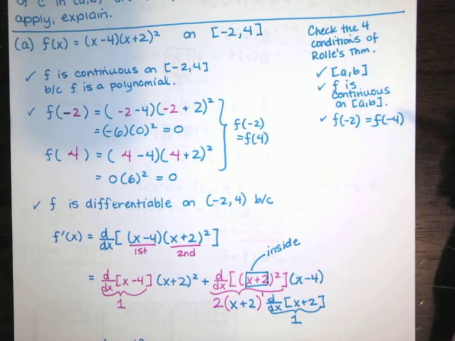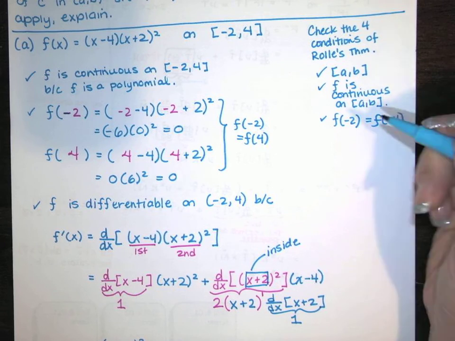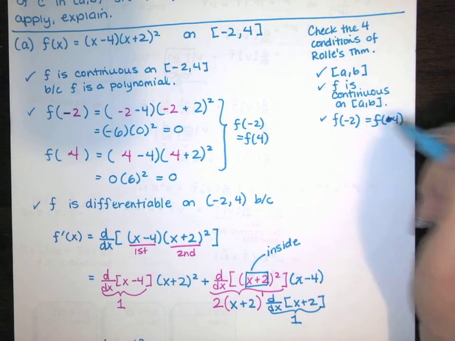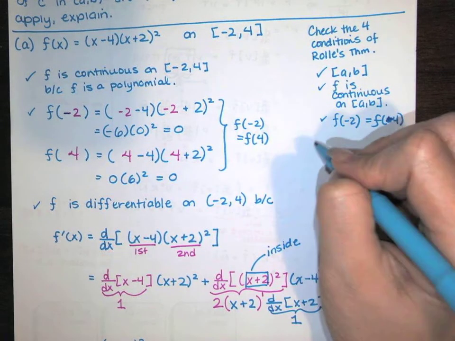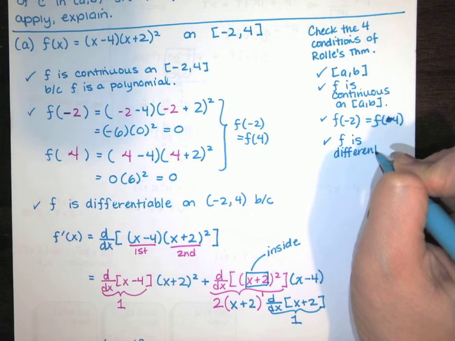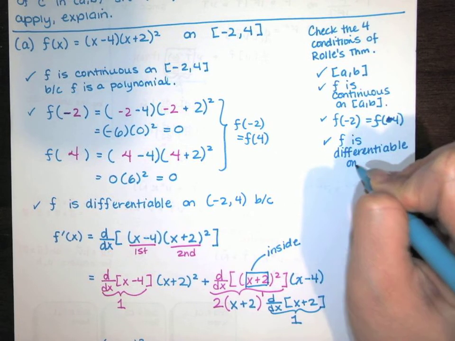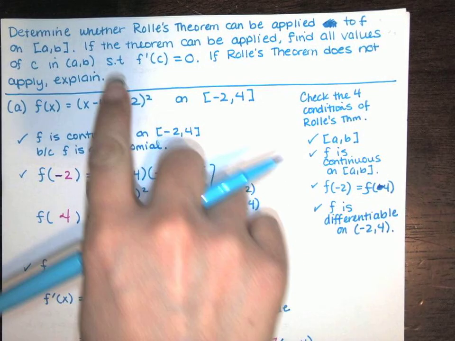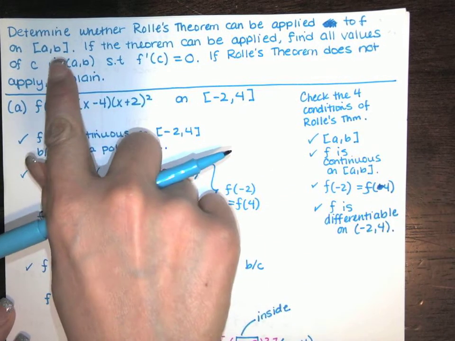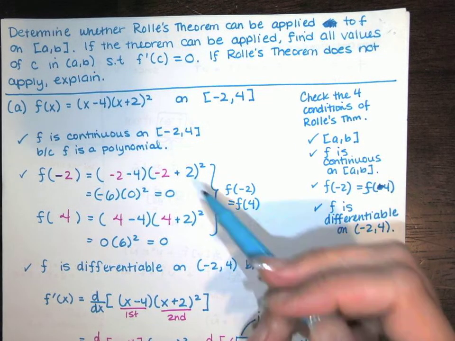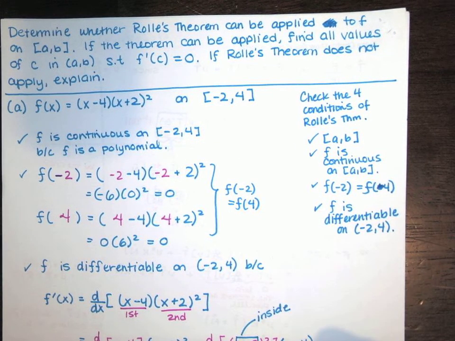We're on a closed interval, the function's continuous, the y values on the ends, I wrote f of -4, that should be f of 4. The y values on the ends are the same, they both happen to be 0, and we said that f is differentiable on the interval from -2 to 4. Okay, so we were asked to determine whether Rolle's theorem can be applied to f on the interval from a to b. It can, because it's continuous and it's differentiable, and the y values at the ends are the same, and we're on a closed interval from a to b.